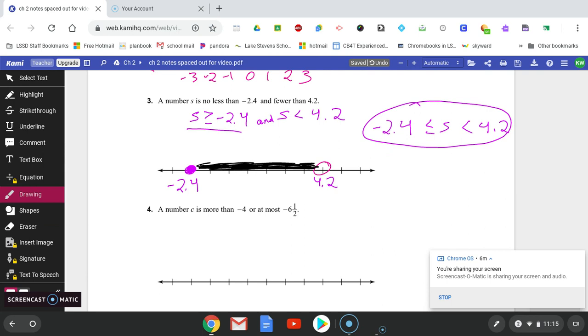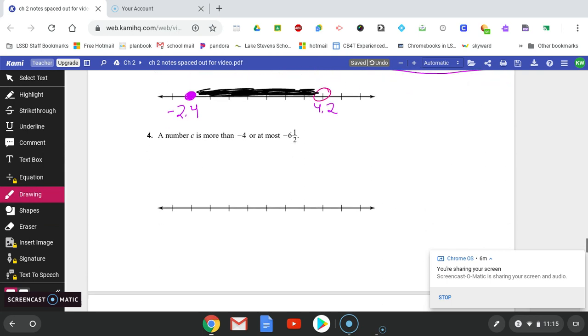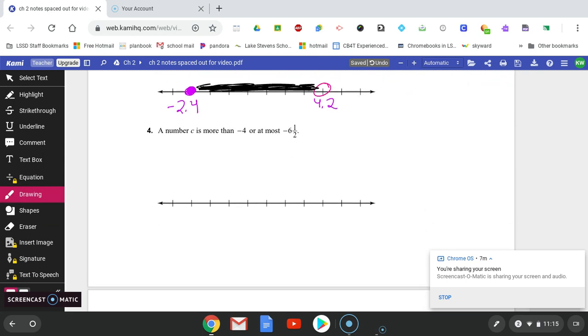Okay, so let's look at another one. It says a number C is more than negative 4, or at most negative 6.5. So we've got C, and it says C is more than negative 4, so that would be greater than negative 4. It says, or C could also be at most. At most would mean it'd have to be less than or equal to your negative 6.5. Okay, this is an or, so we don't have to worry about squishing it together.